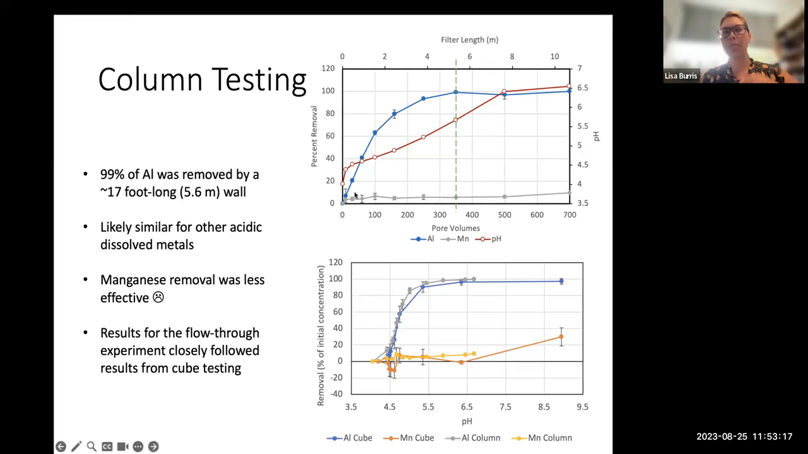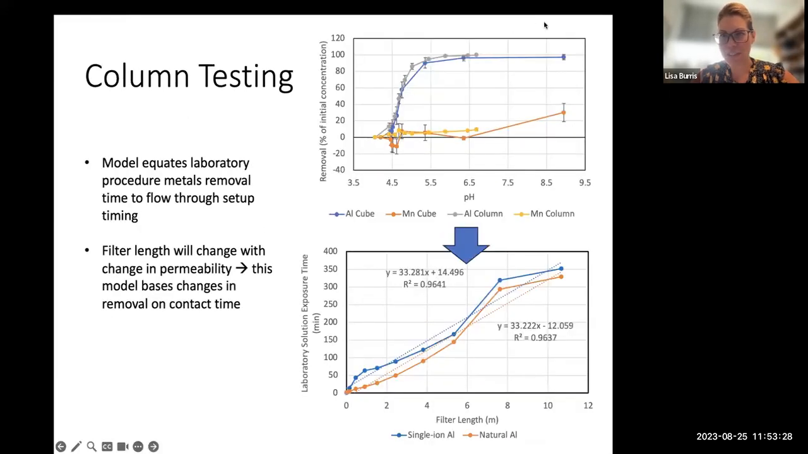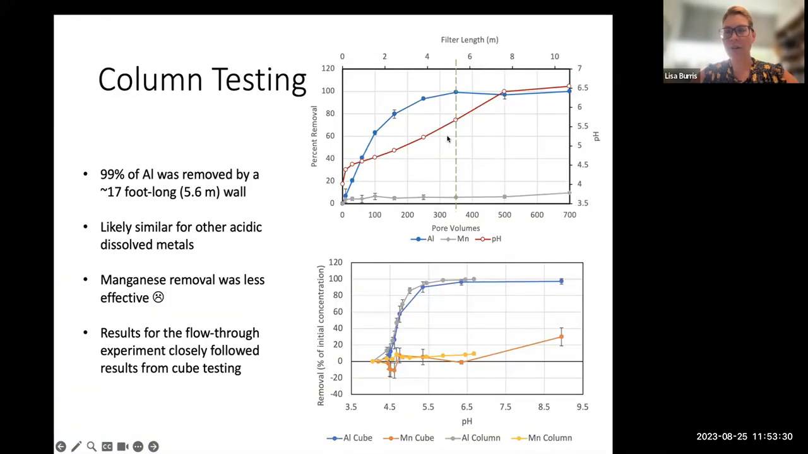We calculated the number of pass-throughs and translated that over into a, sorry, I'm having trouble seeing my charts behind the Zoom. So the number of pass-throughs, each one was 6 inches, multiplied that by the number of recirculations that we had of the pore solution, and that gives us a length of the wall that we would expect. And so if we have a 5.6 meter wall, we should be able to remove 100% of the aluminum from solution. And you can see that, again, that correlates with an increase in pH over time.